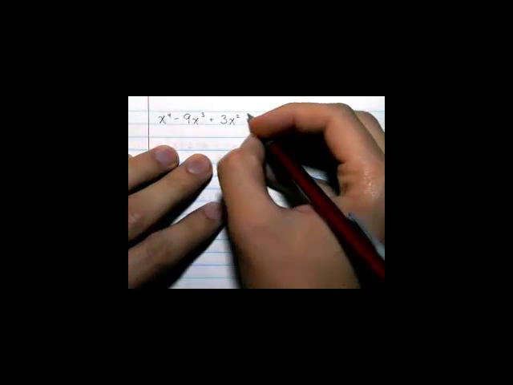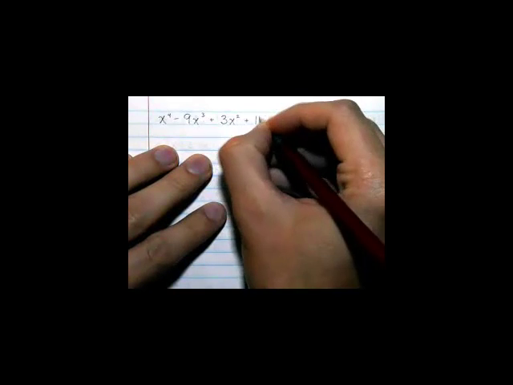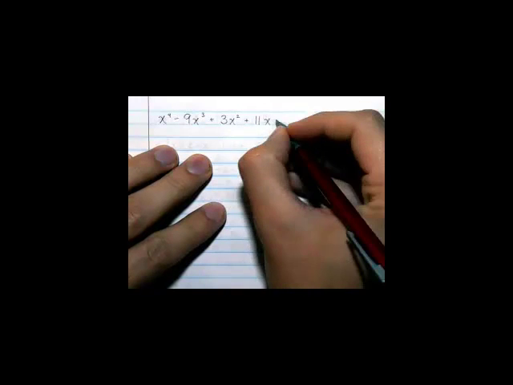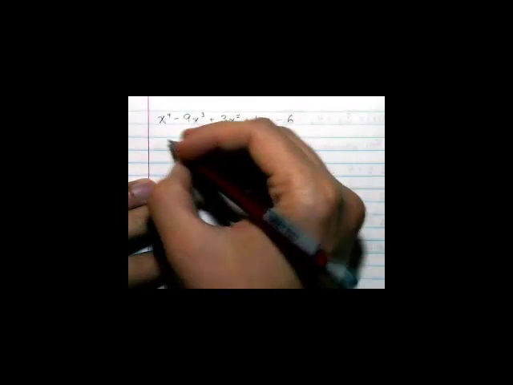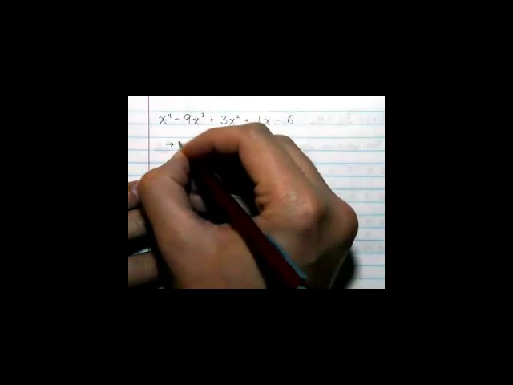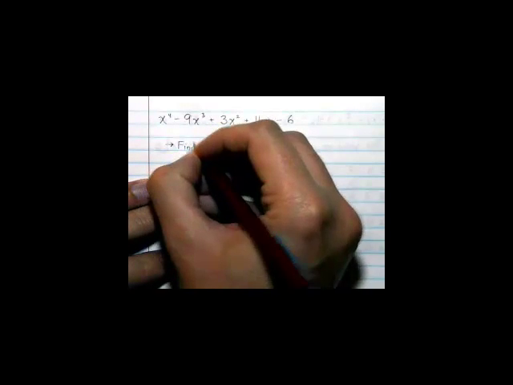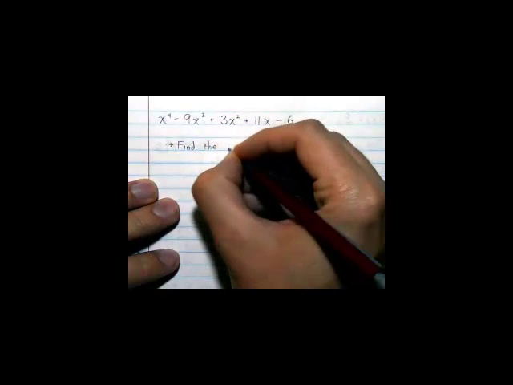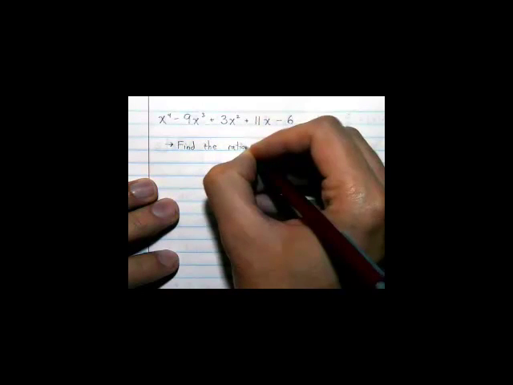Okay, good. All right, so we've got x to the 4th minus 9x to the 3rd plus 3x squared plus 11x minus 6. And our goal for this is to find the rational roots.